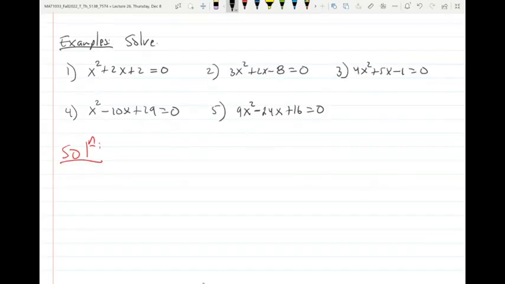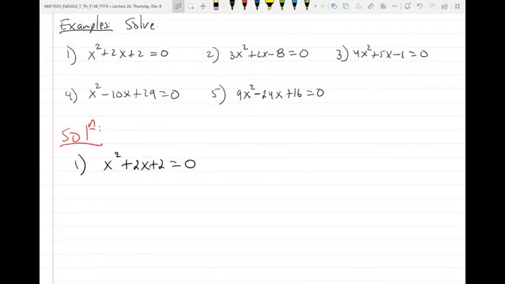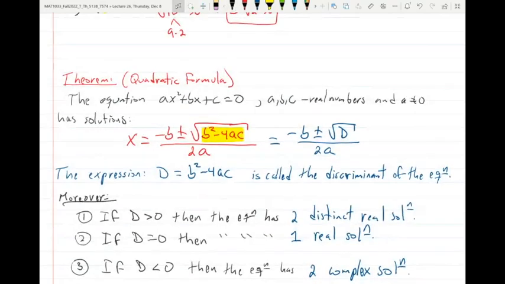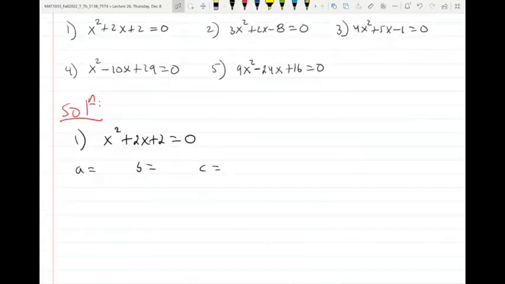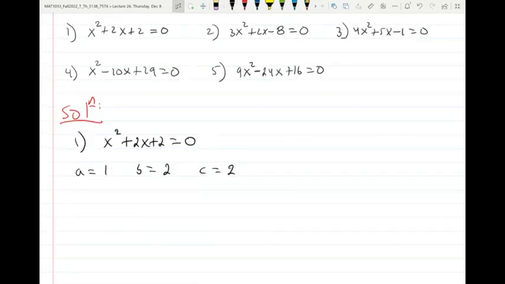So, solution. For the first one we have x squared plus 2x plus 2 equals 0. So the first job is to identify the coefficients a, b, and c. So let's see, what are the coefficients? Remember, a is the number in front of x squared, b is the number in front of x, and c is the number that's by itself. So what are the values of a, b, and c in here? 1, 2, and 2. Okay? So the next thing that we're going to do is write down the discriminant. So remember, the quadratic formula, let me put it here.